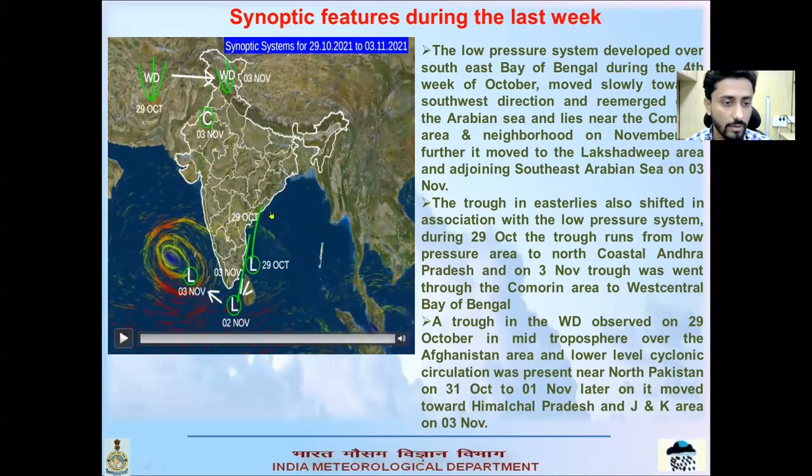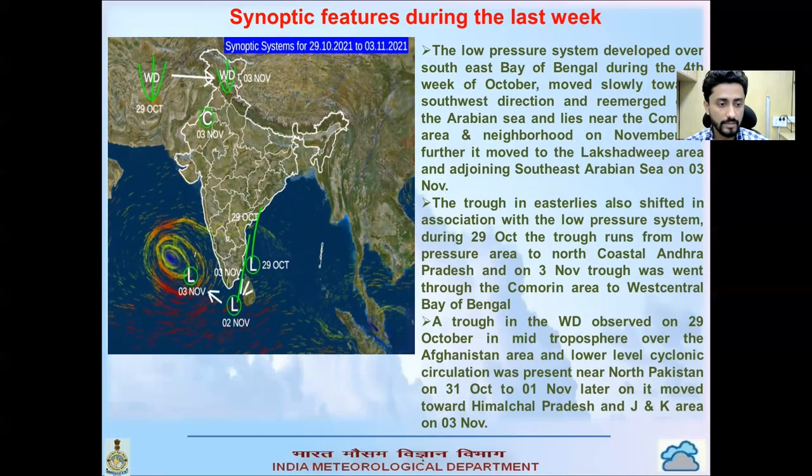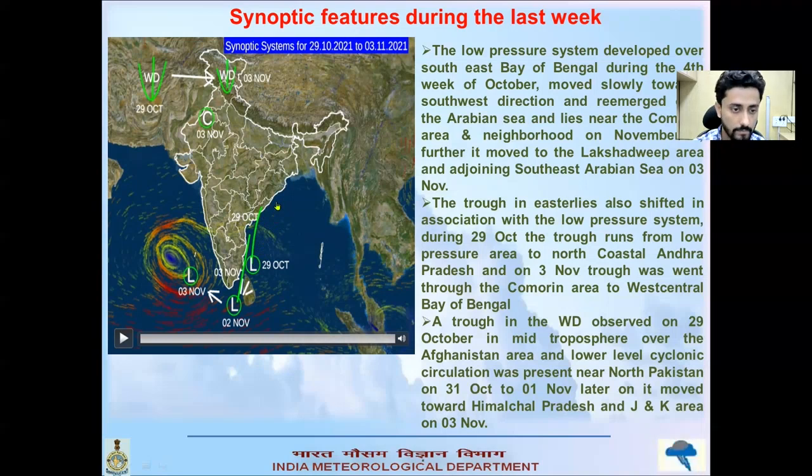The associated cyclonic circulation on 29th October went up to 3.9 kilometers above mean sea level, and presently that cyclonic circulation goes up to 4.5 kilometers. We also observed a strong easterly during this time. The trough associated with these easterlies starts from the low pressure area and goes towards the coast of Andhra Pradesh, towards the northwestern part of the Bay of Bengal, and further moves toward the Comorin area. Presently the trough lies over that region and extends up to the northeastern part of the Arabian Sea.